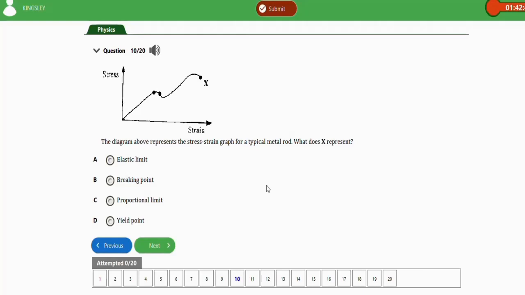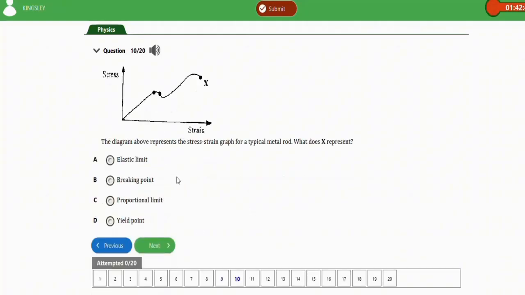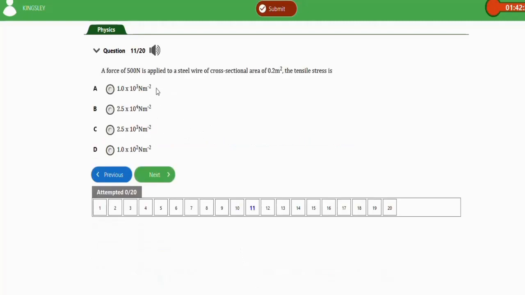Now take note of these charts I'm showing you. This is the first one I looked at, this is the second one. I have often seen these graphical illustrations repeated, so take note of this graph and what each alphabet represents in the diagram. Alright, so that's it for this question. Let's go to the next repeated question, which is this one. It says a force of 500 Newton is applied to a steel wire of cross-sectional area of 0.2 meters square. The tensile stress is what?